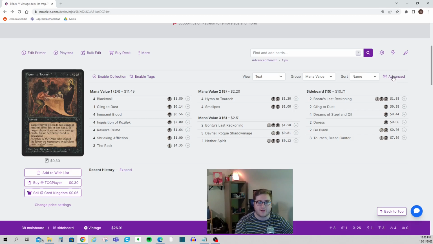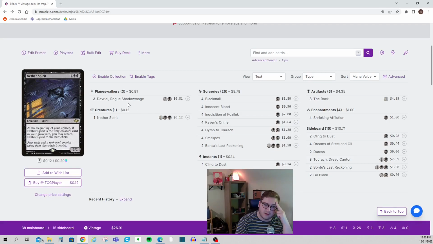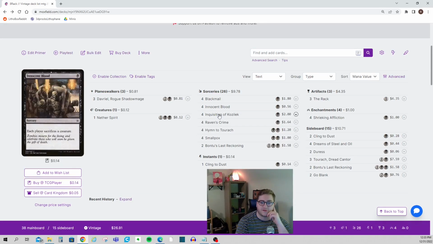I will say over here under advanced settings, there's some additional stuff where you can change how your deck is displayed. I personally like to sort by mana value and then name, but you can sort by type and then mana value, which will give you planeswalkers, creatures, sorceries, like that.